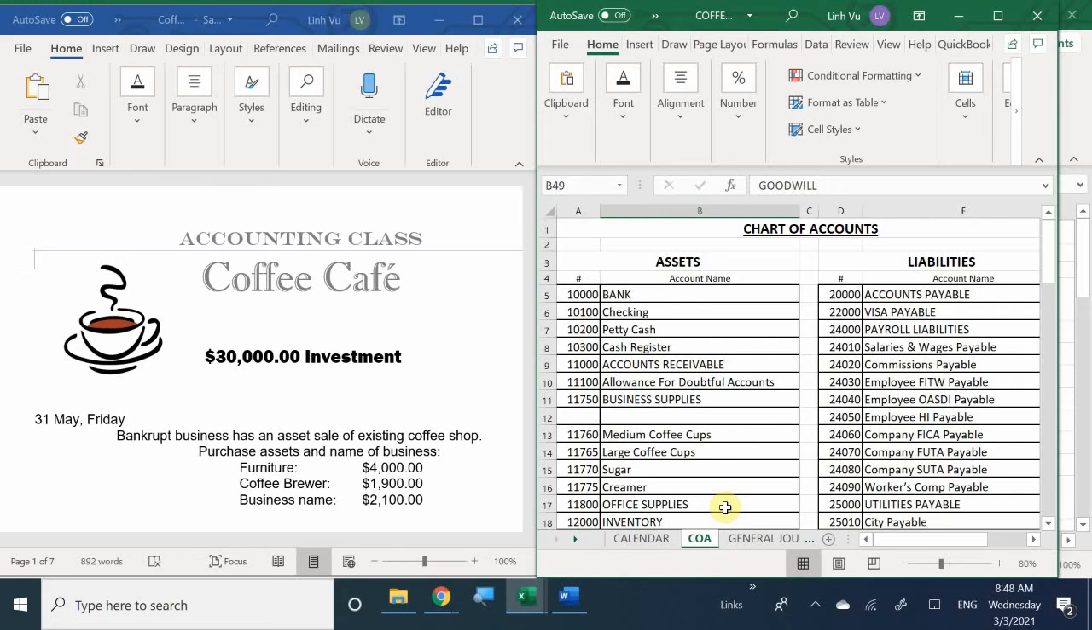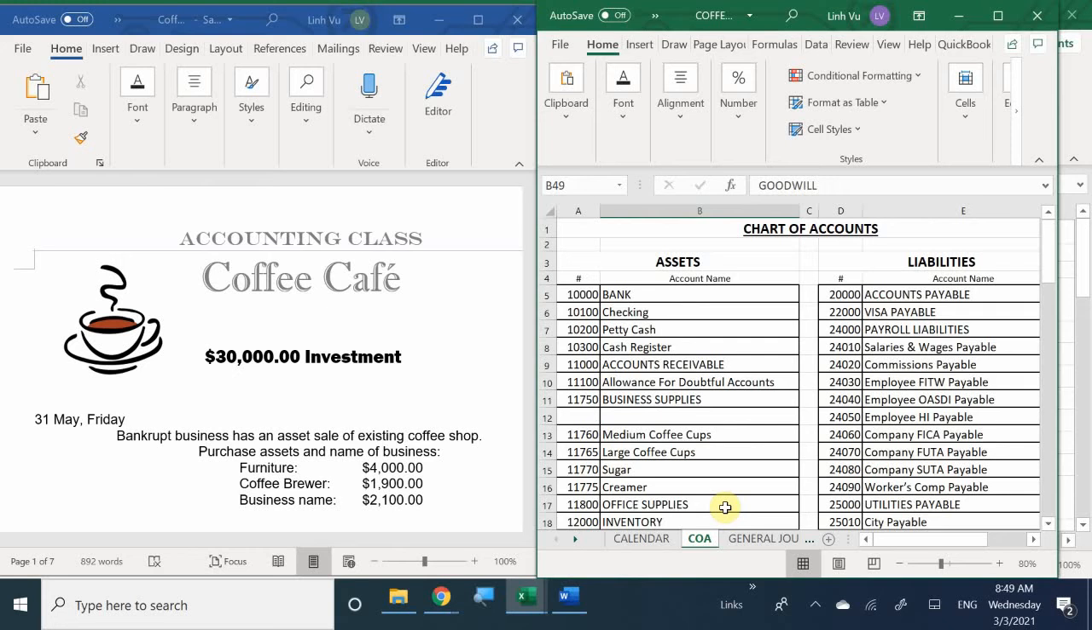What is the very first assumption under the rules of GAAP? The economic entity assumption? Yes. Now, can you tell me what the definition of that is? I think it's going concern. It is not going concern. We need to keep our business and our personal expenses and income separately. Correct. So, in this case, this $30,000 is my personal investment.